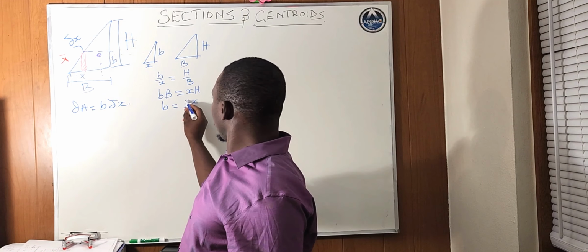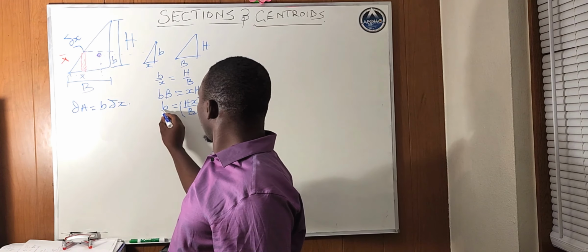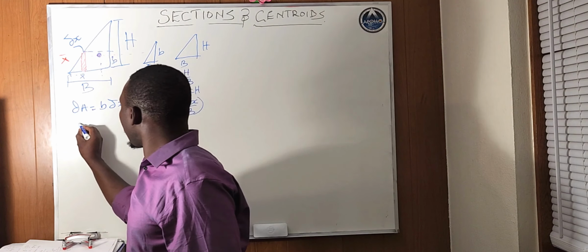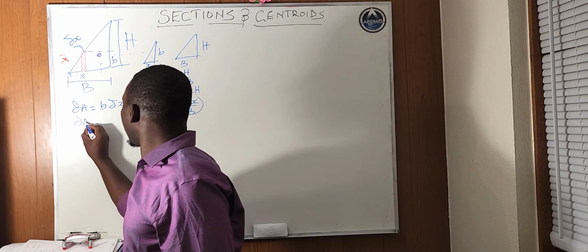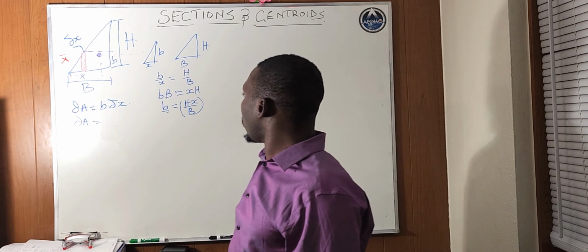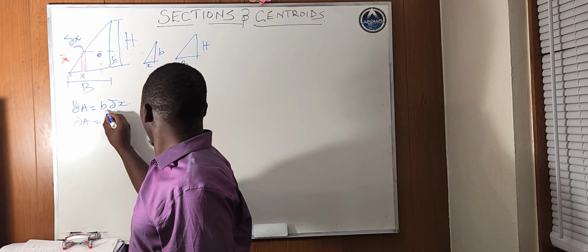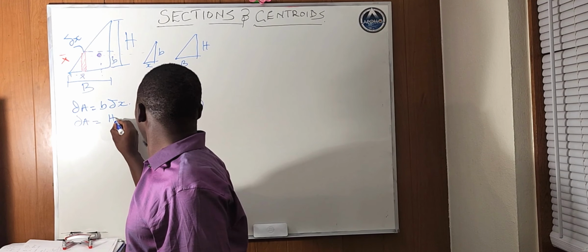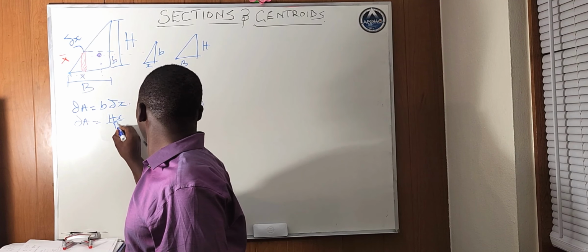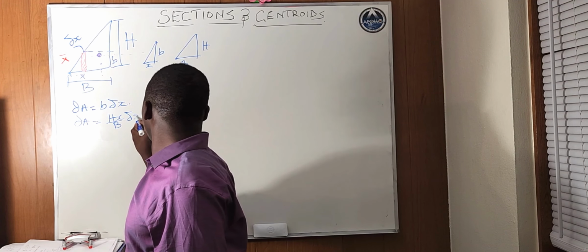So we take the value of b and substitute here, so the area of that strip will now be equal to h x over B dx.